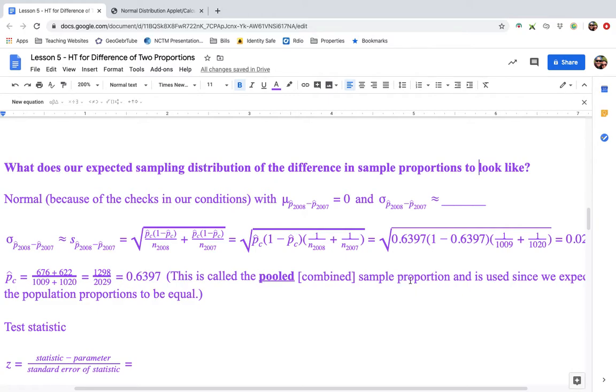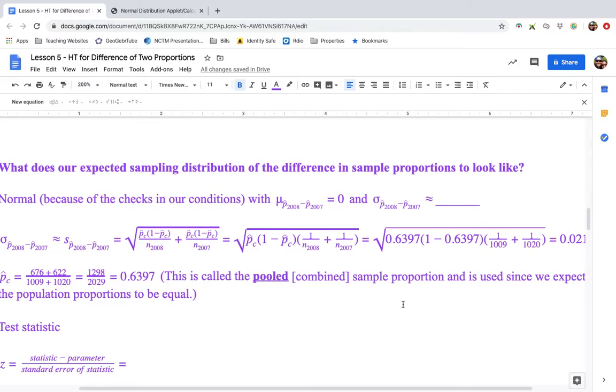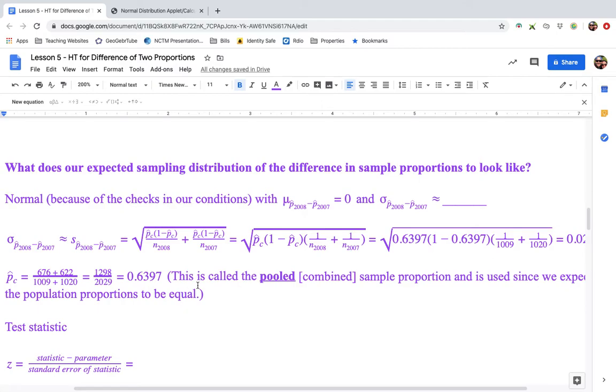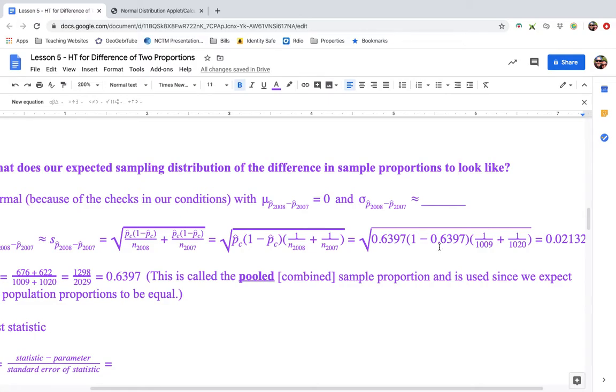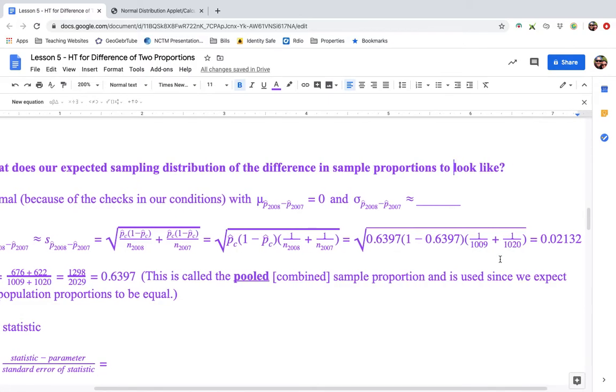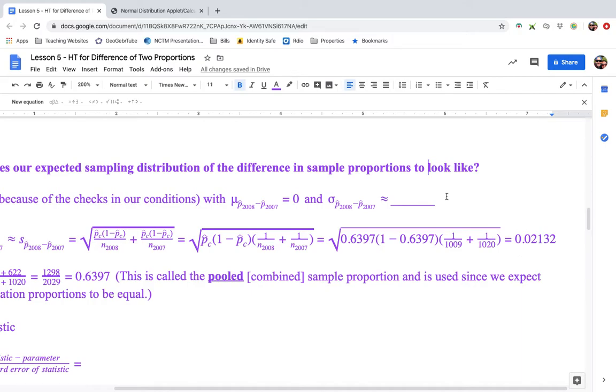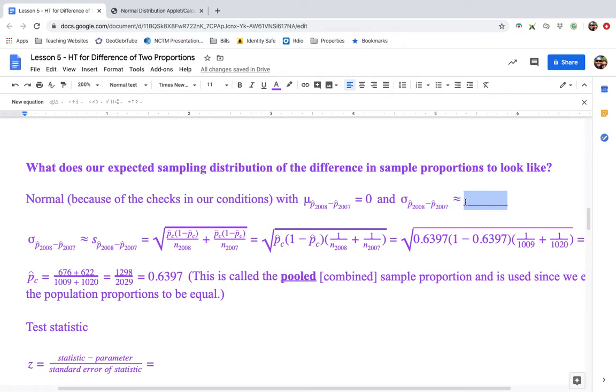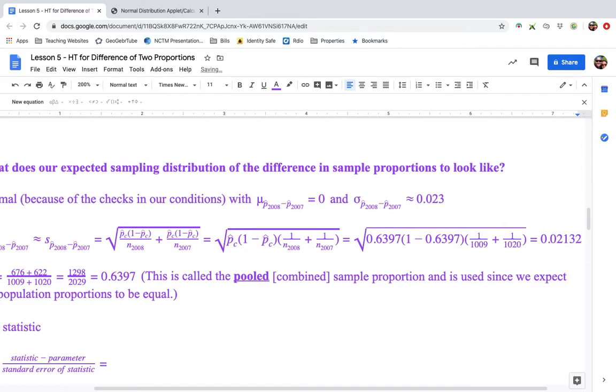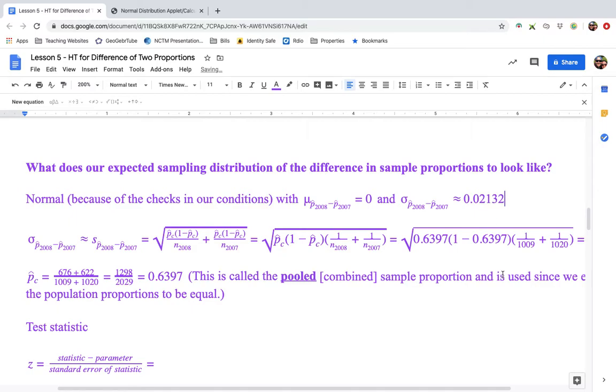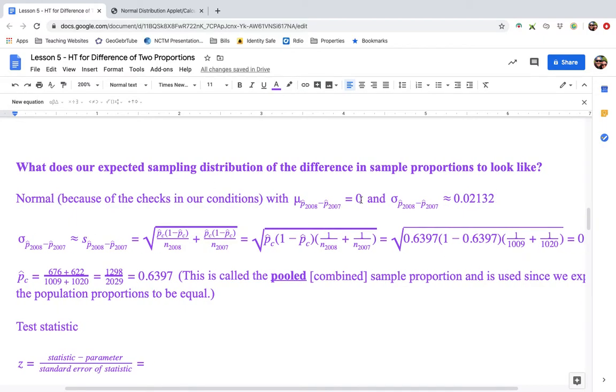So that's why we use it, because of our assumption, and it's because we expect the population proportions to be equal. So we use that in our formula, and everything else is pretty much the same. You substitute that in, do a little calculation, and we get 0.02132. So our standard deviation that we are going to use is 0.02132. Okay, so we know our distribution is normal. The mean is 0. The standard deviation is about 0.02132. This is our pooled or combined sample proportion.